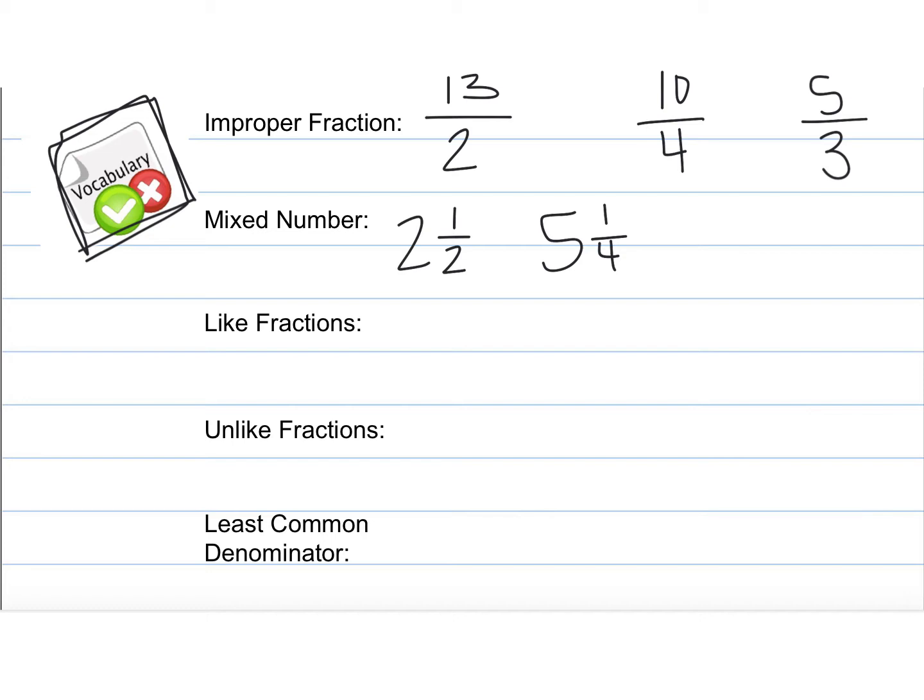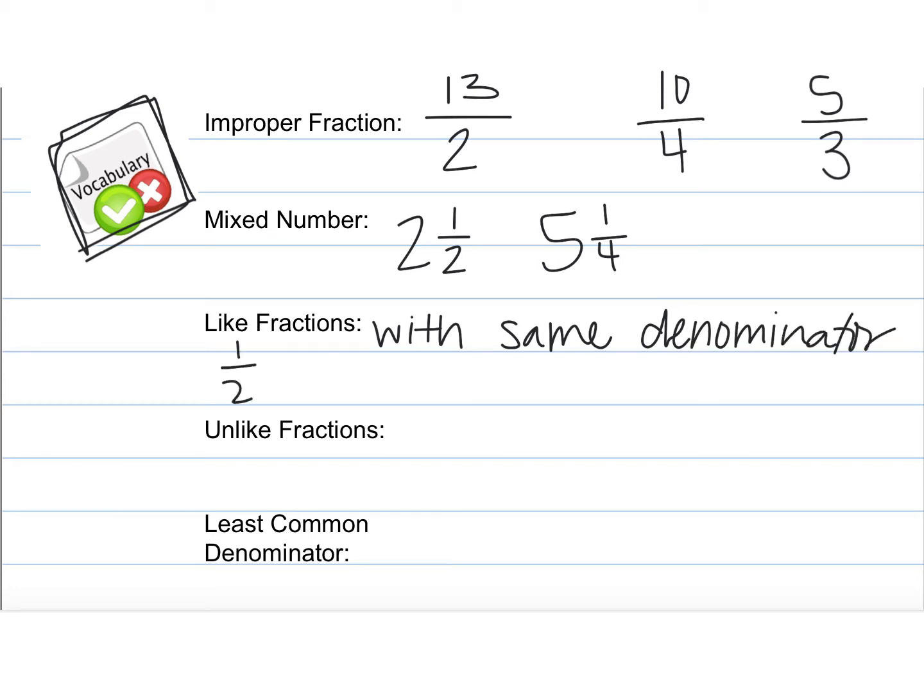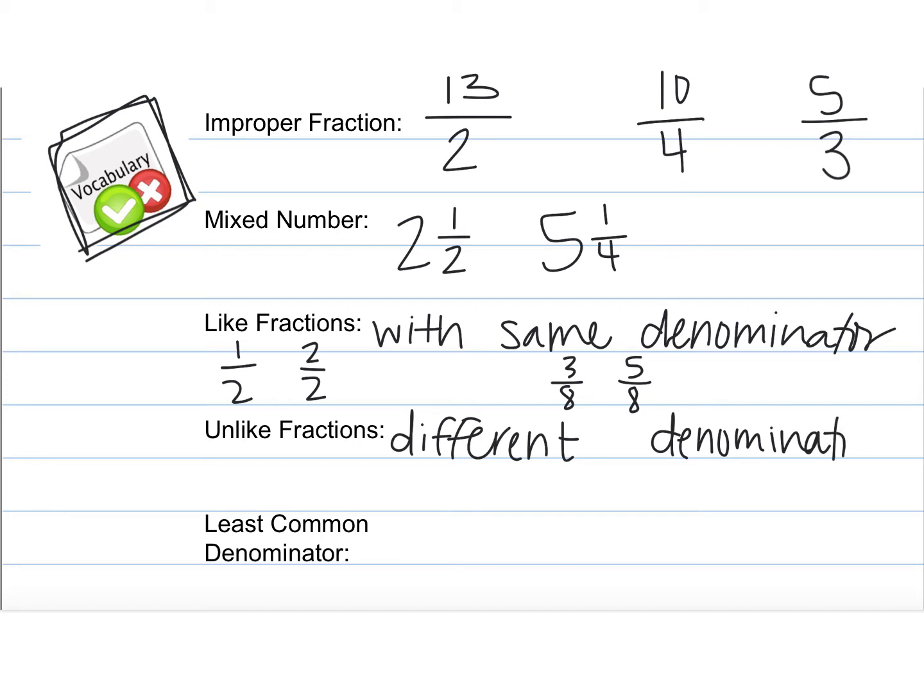Like fractions are fractions with the same denominator. So 1/2 and 2/2, or 3/8 and 5/8. They have the same denominator. So then unlike fractions would be with different denominators. Three-fourths, 2/3. Those are unlike fractions.